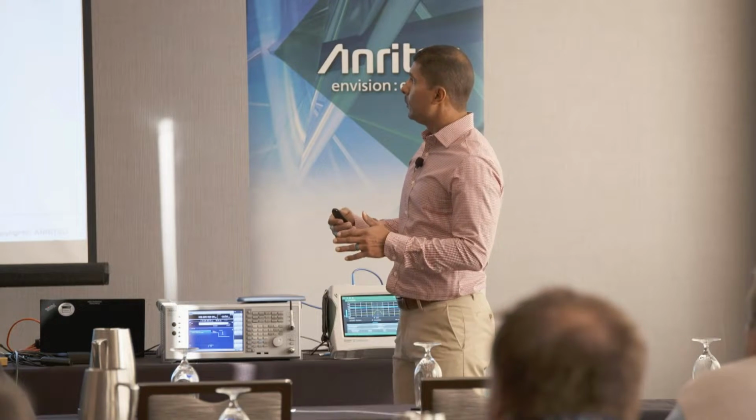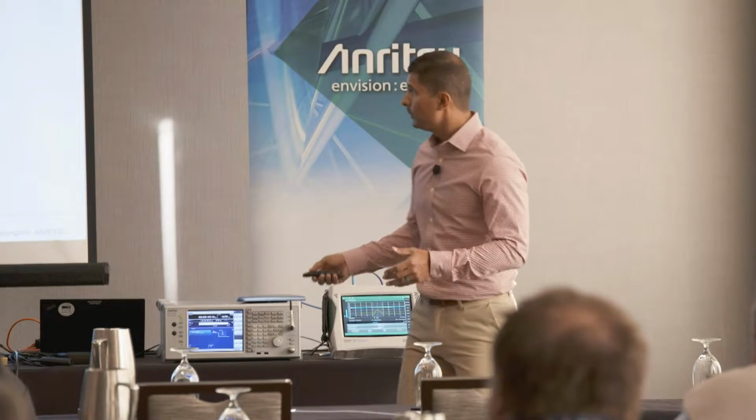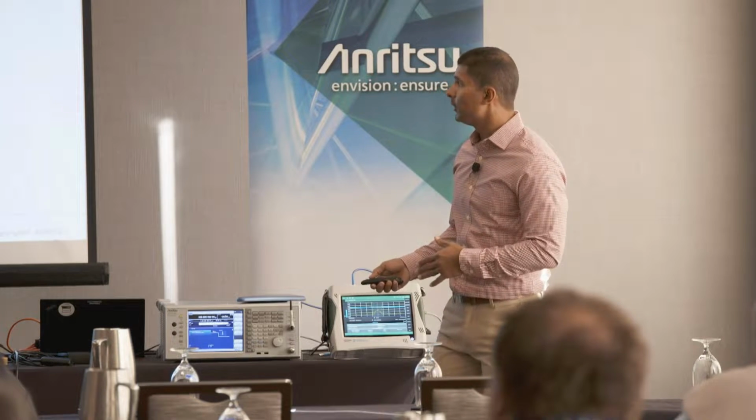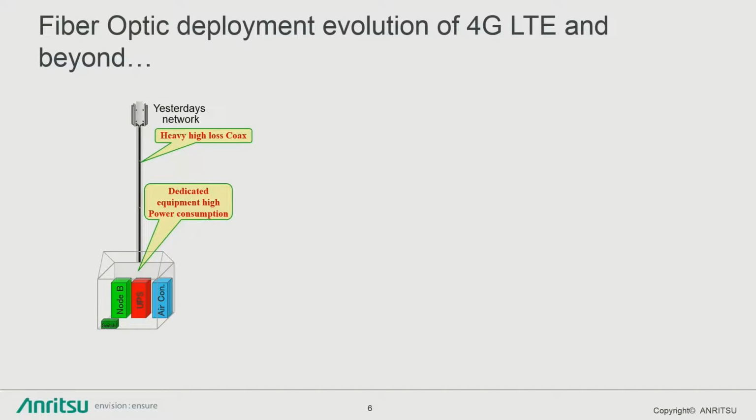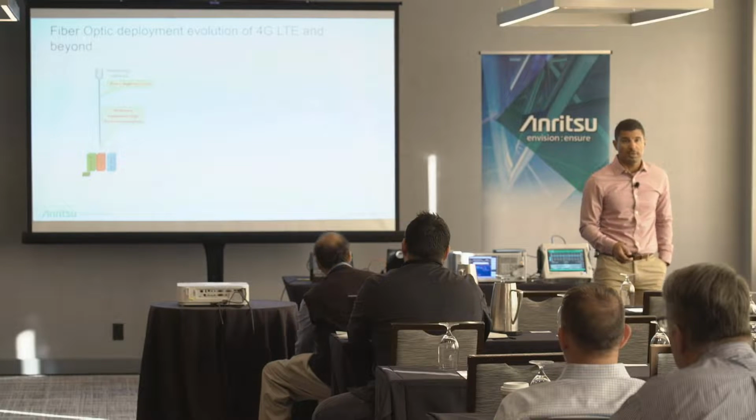So first off, what did this look like in first deployment? Well, yesterday's network, we'll call it that, we primarily saw heavy high-loss coax going from the antenna on top of the tower down to dedicated equipment with high power consumption. There's your Node Bs, there's your different power supplies and so on for your individual towers.